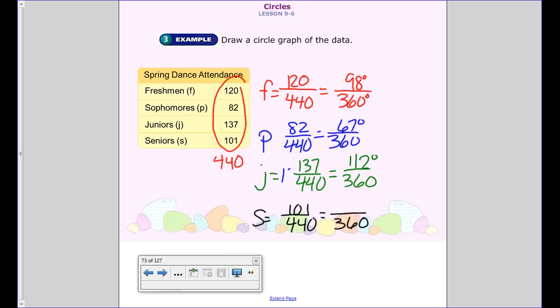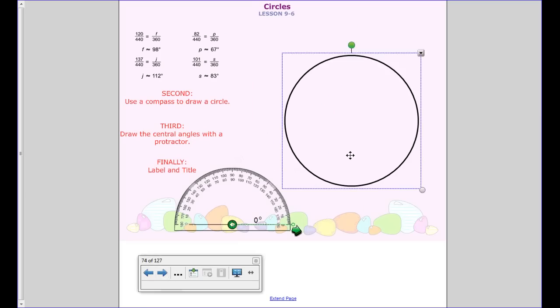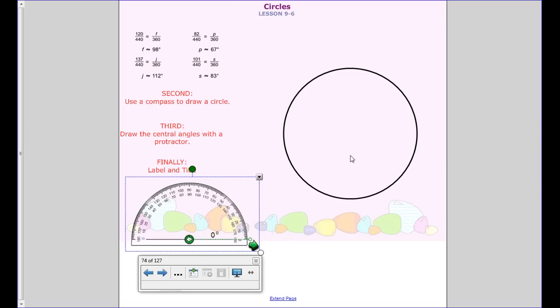So first thing, really important, make sure you have your measurements correct. Otherwise, when you go ahead and do your circle graph, your data is going to be wrong, and that makes it a lot more difficult to answer these. So seniors ended up being 82 and 6/10, but I rounded that one up to 83 degrees. So now that we have that information, it's our job now to make our circle graph.